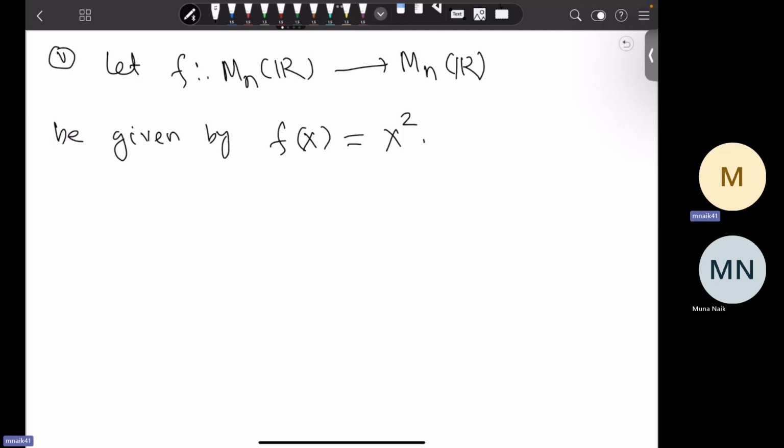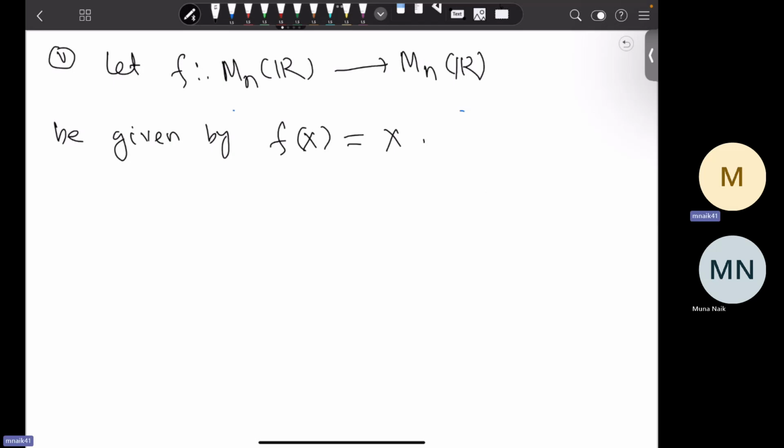So in principle, f is a function from MnR to MnR. You can identify this side with R n squared and this side with R n squared, and then you have to find a linear map from R n squared to R n squared. But my suggestion is not to go into this identification. Instead, you directly find a linear map from MnR to MnR, and that will be your derivative. Okay, so let us see.